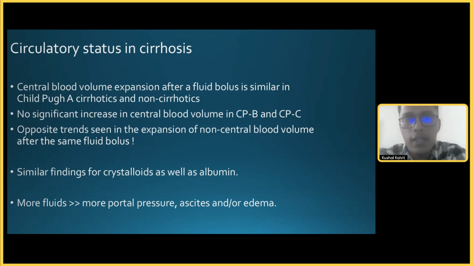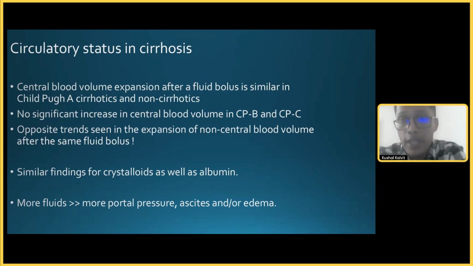So the first early stages of cirrhosis and non-cirrhotics behave similarly. And even if we give the same amount of fluid bolus to patients with a Child-Pugh B or Child-Pugh C class, there is no significant increase in the central blood volume. And keeping that in mind, we see exactly opposite trends in the expansion of the non-central blood volume, that is the splanchnic blood volume. So when we give a fluid bolus to a non-cirrhotic or a CP-A class patient, the non-central blood volume will not increase significantly.